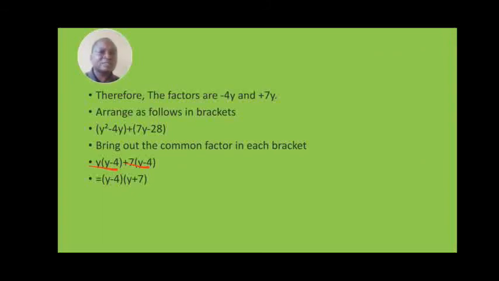Now watch. First bracket the same as the second bracket. That's another way to show that you are correct, like I said before. The first bracket must be equal to the second bracket. Okay, so finally, my answer becomes pick one of the brackets since they are the same, which is y minus 4, then bring y plus 7 together to form y plus 7 as our final answer. You can see that gives us our final answer.